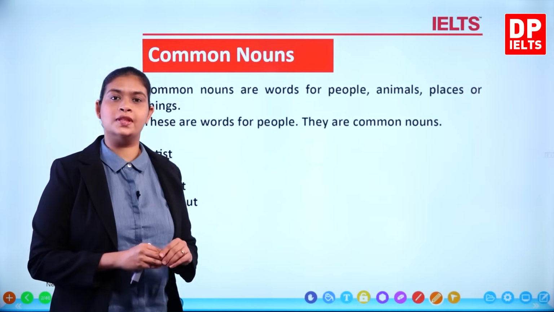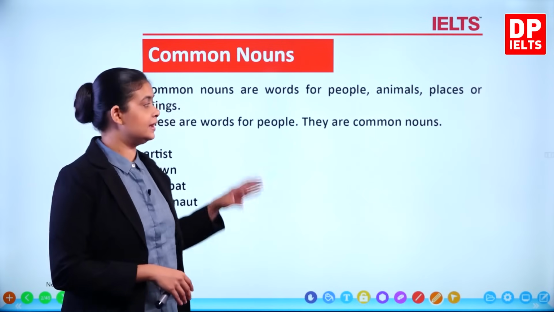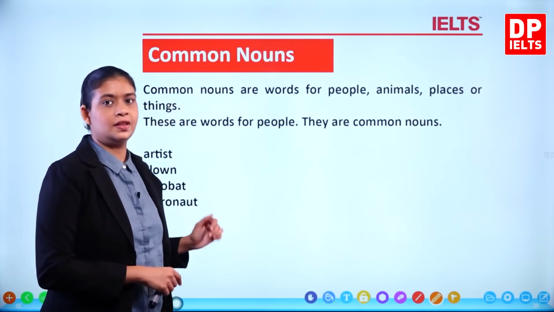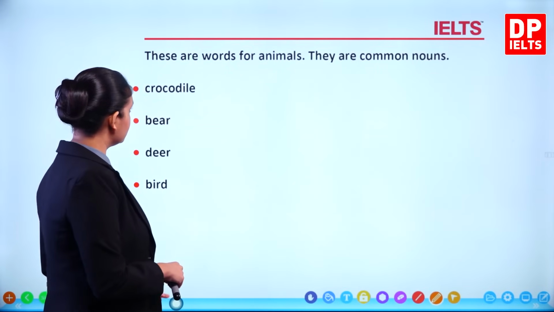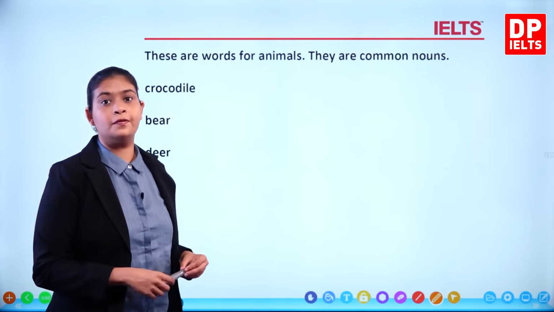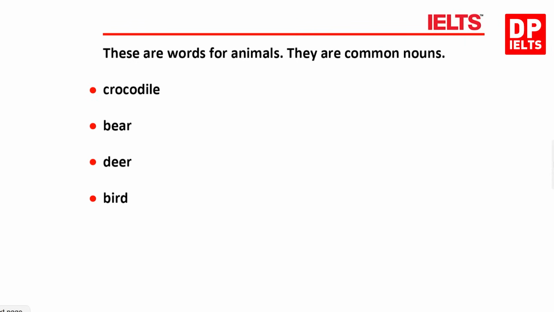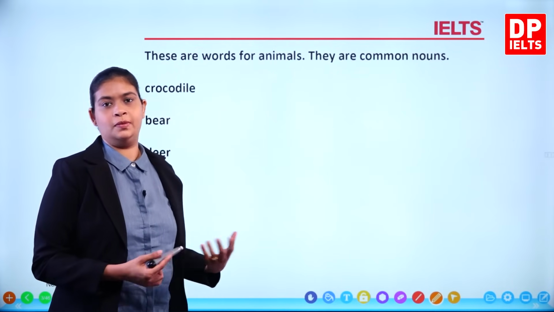Because we use them generally, we call them common nouns. These are some of the examples that we use for people. Next, you can have a look at some of the words that are used commonly for animals. Crocodile, bear, deer, bird. So any crocodile, we would just call them a crocodile.